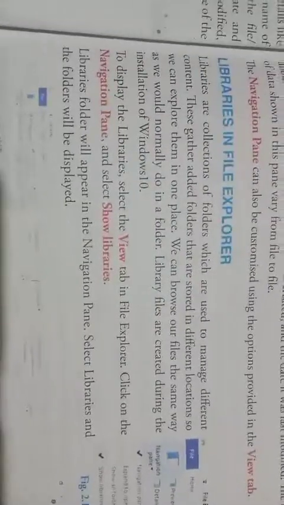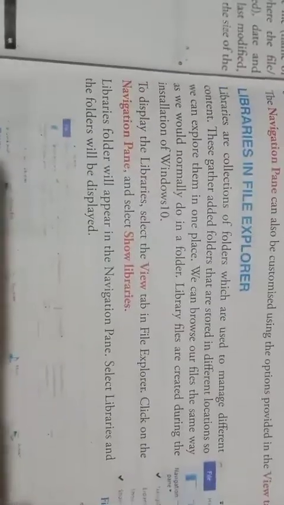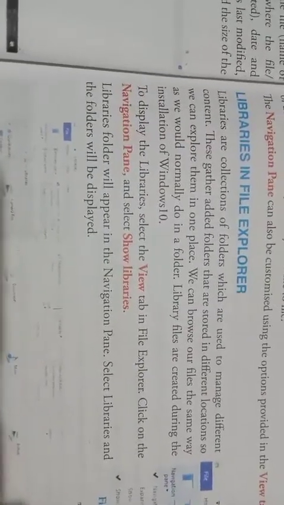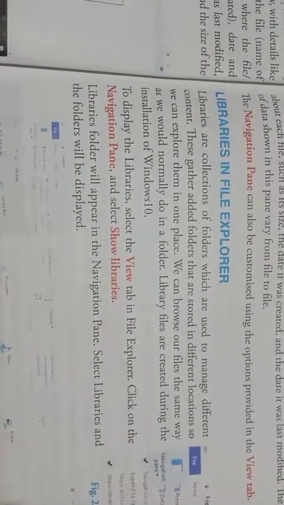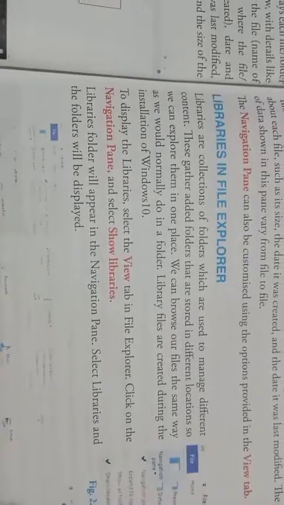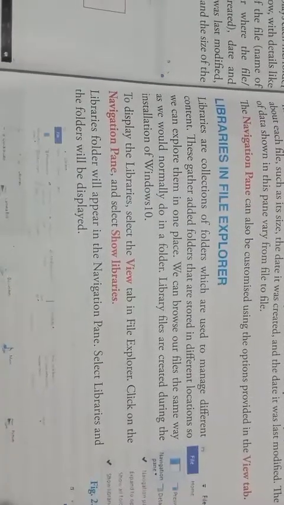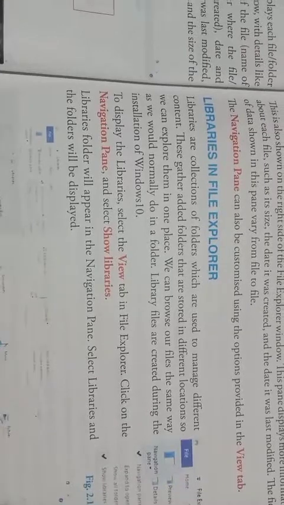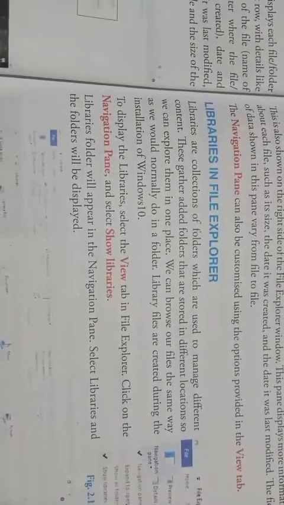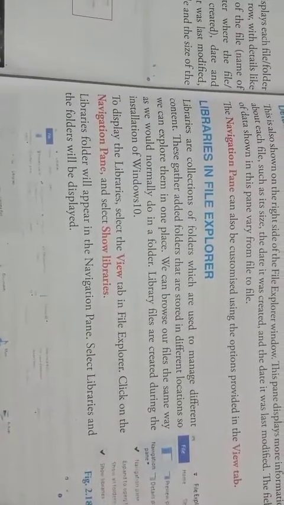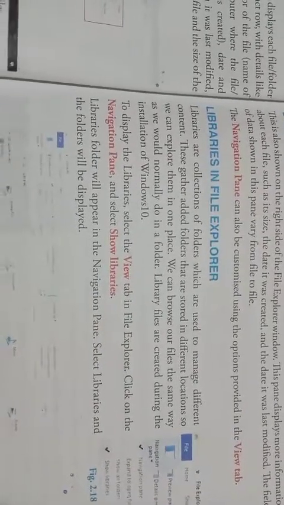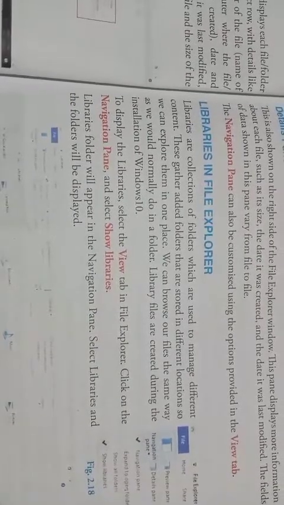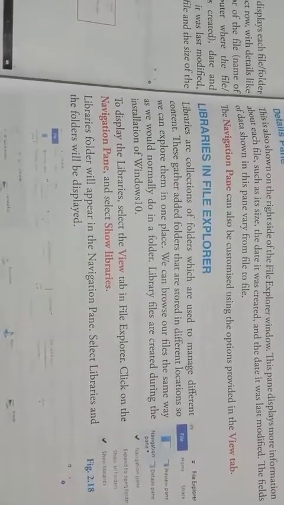Library in File Explorer. All of you know that a library is where we get all types of books. In the same manner, libraries are collections of folders. Every type of folder is available in that particular area, which are used to manage different content. These gather folders that are stored in different locations, so we can explore them in one place. We can browse our files the same way as we would normally do in a folder.